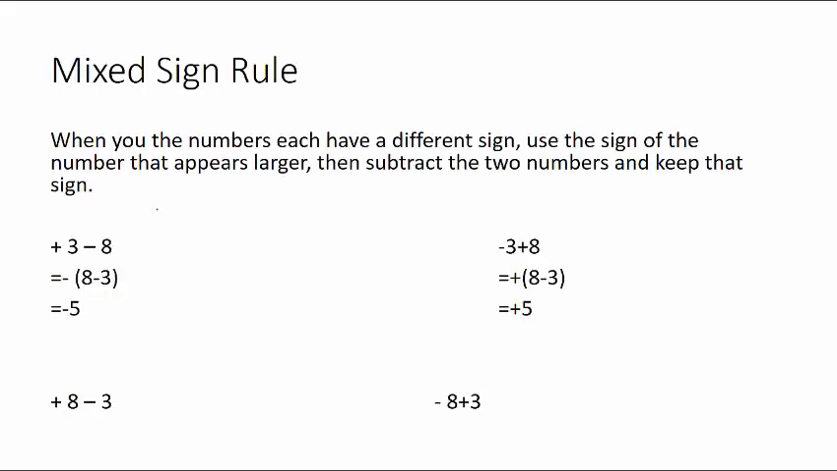Alright, the mixed sign rule. When the numbers each have a different sign, use the sign of the number that appears larger. Then subtract the two numbers and keep that number sign. Alright, so let's look at what that's saying here.